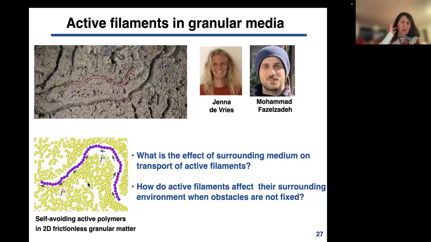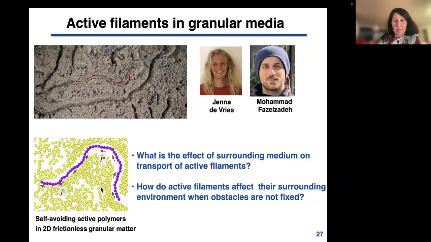And we assume, as a first order approximation, that the obstacles are monodispersed. The real grain, I don't think it's monodispersed, and we also don't consider friction between the obstacles. But otherwise, it's the same setting as when we had the fixed array of obstacles. The only difference is that now, if the active polymer hits some obstacle, it can displace them.